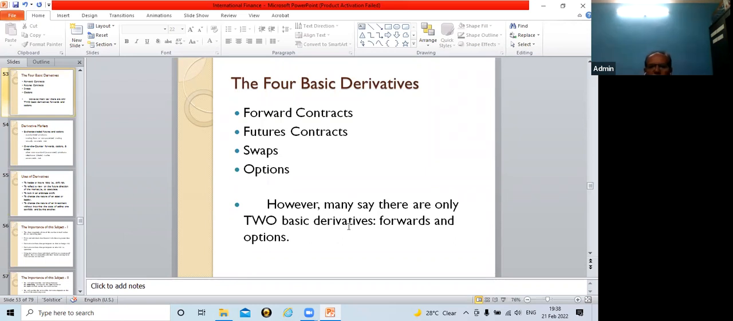Many times people say that only forward and option are the basic derivatives. In addition to forward and option, there are swap and future. They are also called basic derivatives. Not only forward and option are the basic derivatives. Along with forward and option, there are also swap and future contracts. That is also an example of basic derivatives. Okay.